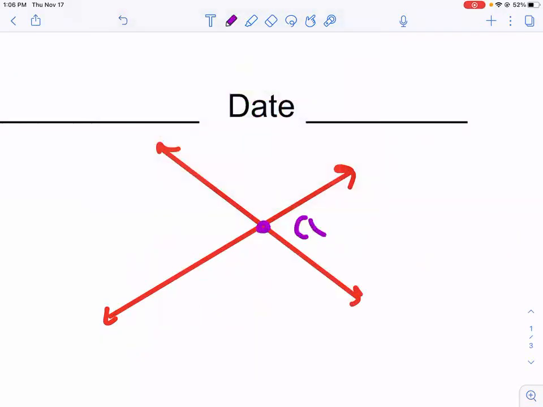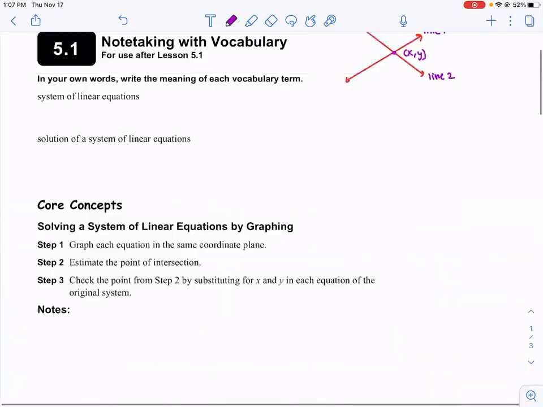This XY coordinate. Tell me something about it. Thank you. Yeah, okay. If I plug XY into line 1, will it work? Yeah. If I plug XY into line 2, will it work? Yes, it's on both of them. That's what you did in your homework last night. Okay. Go ahead and turn to page 134.